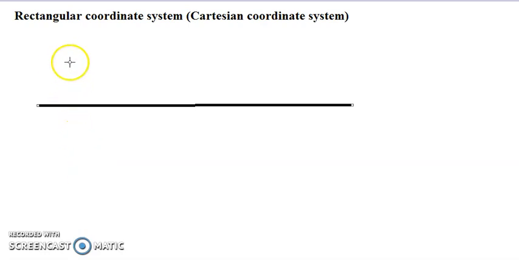In this video, we're going to first introduce a rectangular coordinate system, which is also called the Cartesian coordinate system. The reason we call it the Cartesian coordinate system is because this system was invented by a mathematician whose name is Descartes, and so that's why it's also named after him.